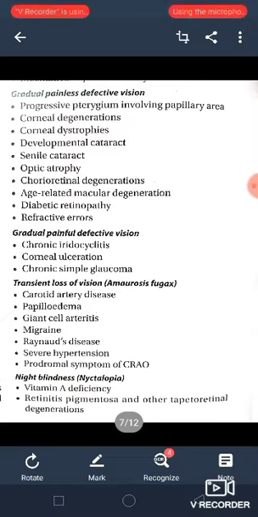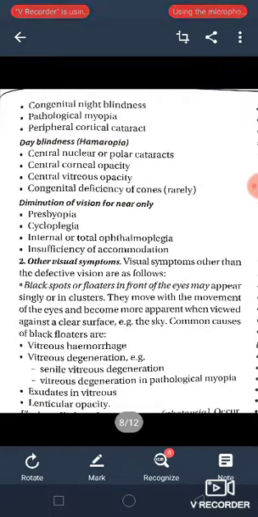The next symptom, night blindness, nyctalopia, occurs in vitamin D deficiency, retinitis pigmentosa, and other tapetoretinal degenerations. Congenital night blindness, pathological myopia, peripheral cortical cataract.